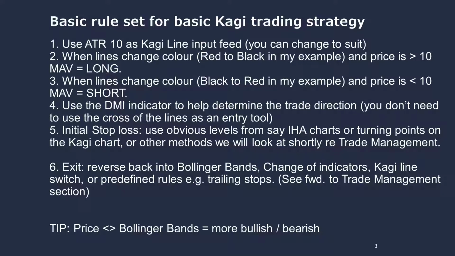And importantly here, price is greater than the 10 moving average. So when it's gone from red to black, greater than the 10 moving average, we're going to go long. And when the line changes colour from black to red, using my colour setup for Kagi charts, and the price is less than the 10 moving average, we're going to go short. And we're going to confirm this further by using the DMI indicator to help determine the trade direction. We don't need to sit there and wait for the actual cross. So if the DI plus is greater than DI minus, it's bullish, and vice versa.